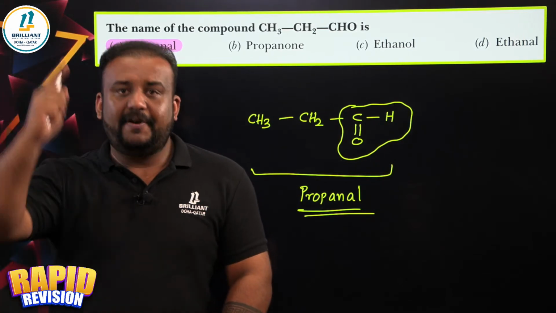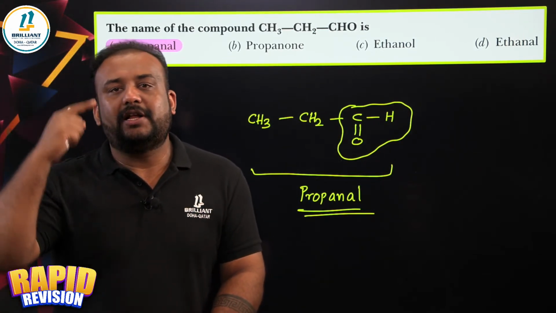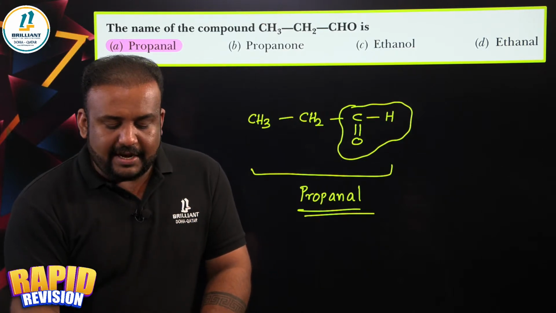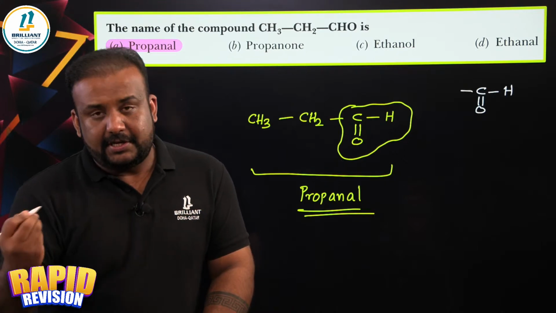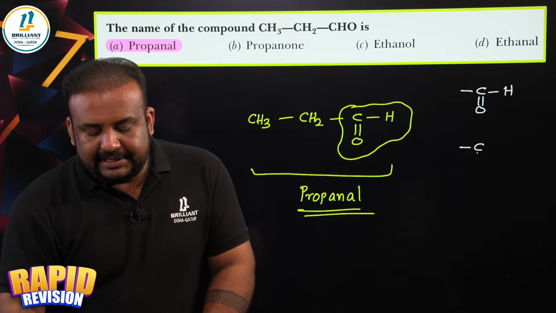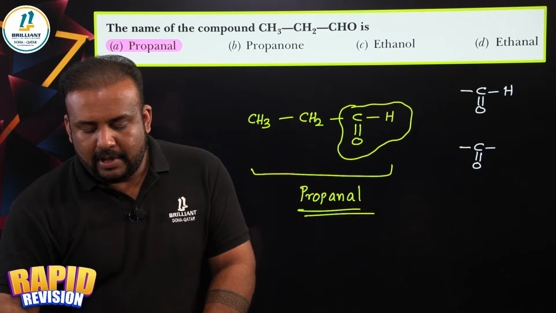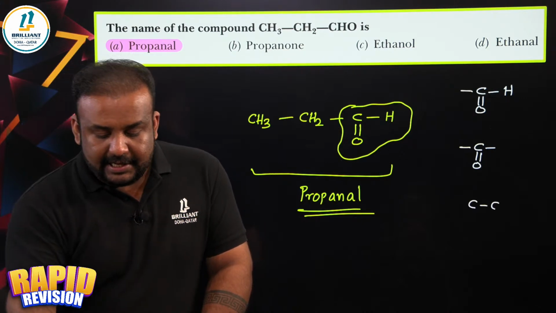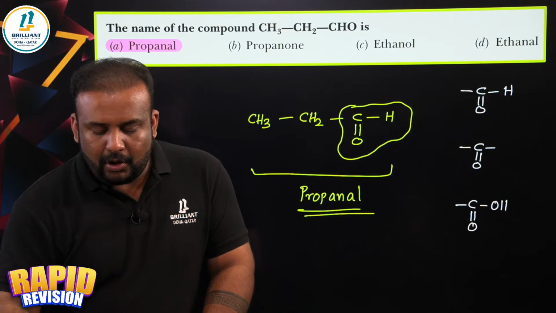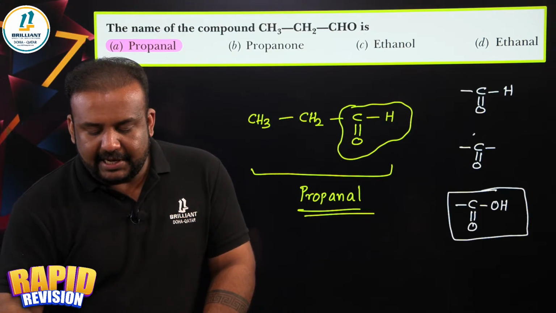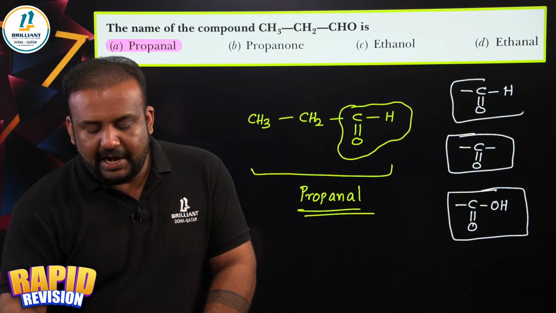Everybody know the difference between aldehyde, ketone and carboxylic acid. Do not get confused there. Aldehyde is C double bond O with H. Ketone is C double bond O. And carboxylic acid is COOH. This is carboxylic acid, this is ketone, this is aldehyde.